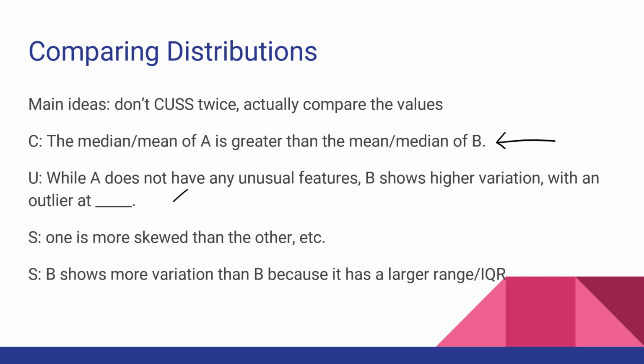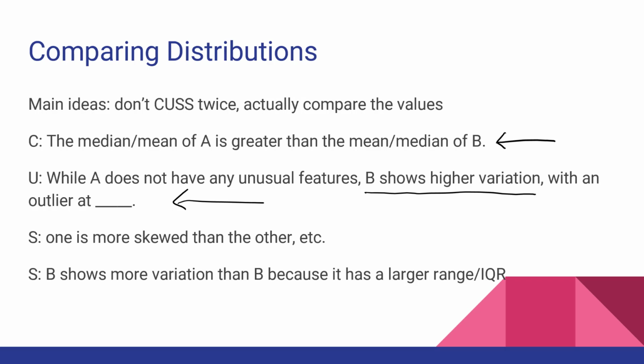Going on to unusual features, you would say something along the lines of neither distribution A nor distribution B has any unusual features. However, if there is an outlier or some kind of unusual feature, you would have to mention something about that. So both of them have outliers maybe, or both of them show a gap here, or while one does not have any unusual features, this one does. Note this phrase here. When one distribution has an outlier, you can say that there's greater variation in some cases as well.